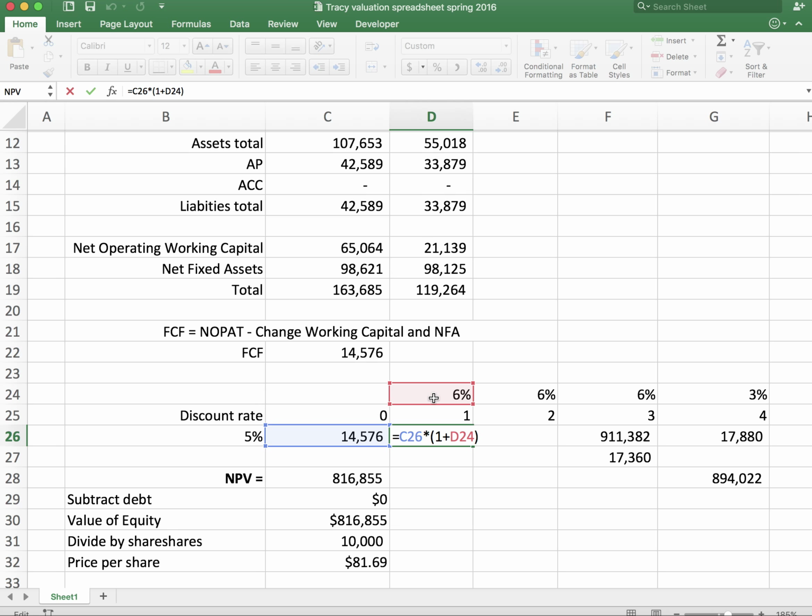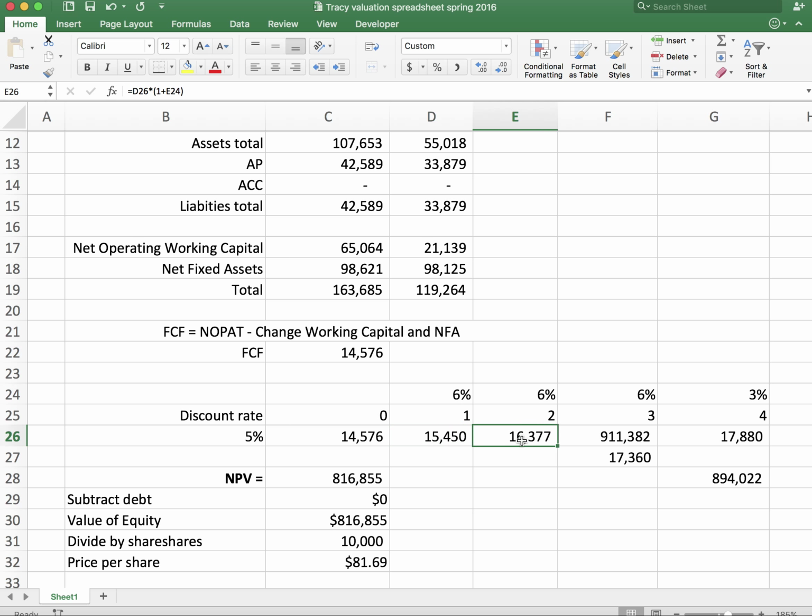So that's a pretty easy calculation. You just simply increase it by 6%. And then the next calculation is going to be exactly the same, except you're going to increase the next year by year 1 by 6%. And then the final one, I've done a couple of things here that you need to pay attention to.